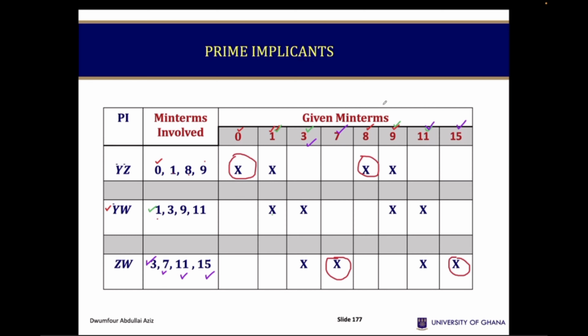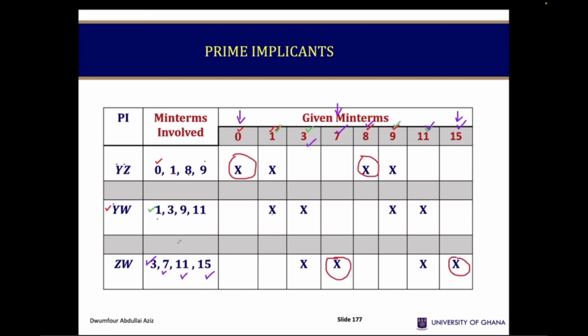We check the columns and see which of the columns have only one match with our given mean term. If you look at this column, you see that there's only one match. This one has 2, this one has 2. This one also has only one match, so we are now considering columns that have only one match. This one also has only one match, and this one also has only one match. The other columns that have 2 or more matches, we leave them for now.